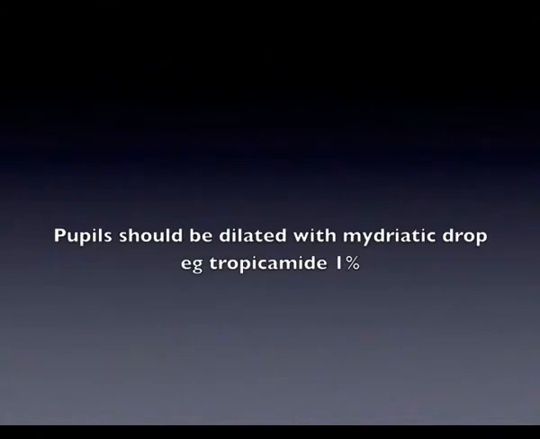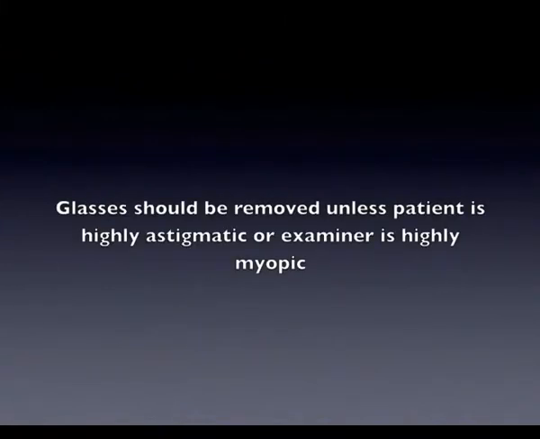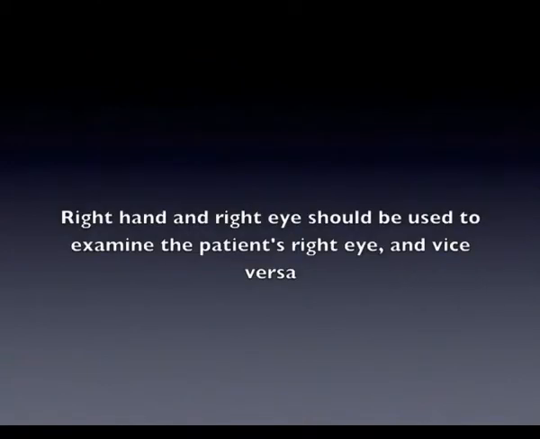pupillary constriction. A suitable drop would be tropicamide 1%, which acts within 15 minutes and keeps pupils dilated for approximately 2 hours. The patient's glasses should be removed unless highly astigmatic, and the observer should remove glasses unless highly myopic. This allows the ophthalmoscope to be held as close as possible to the observer's eye. When examining the patient's right eye, the observer should hold the ophthalmoscope in his right hand, with the right forefinger controlling the dial, and vice versa for when examining the left eye.